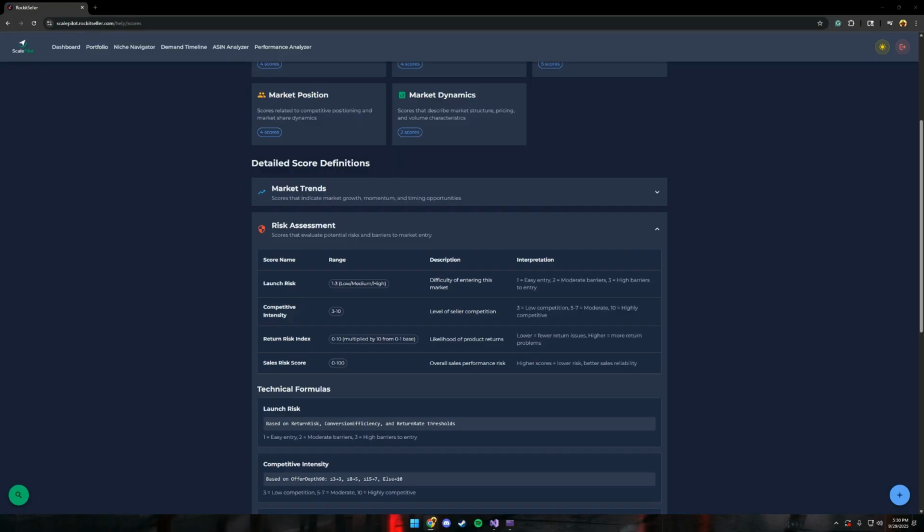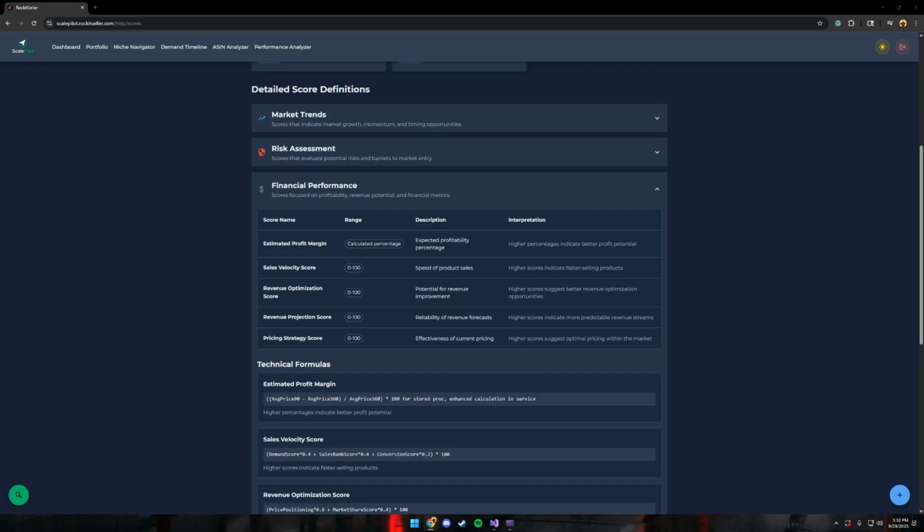The sales risk score goes from 0 to 100, but here's the key. Financial performance scores tell you about profit potential.